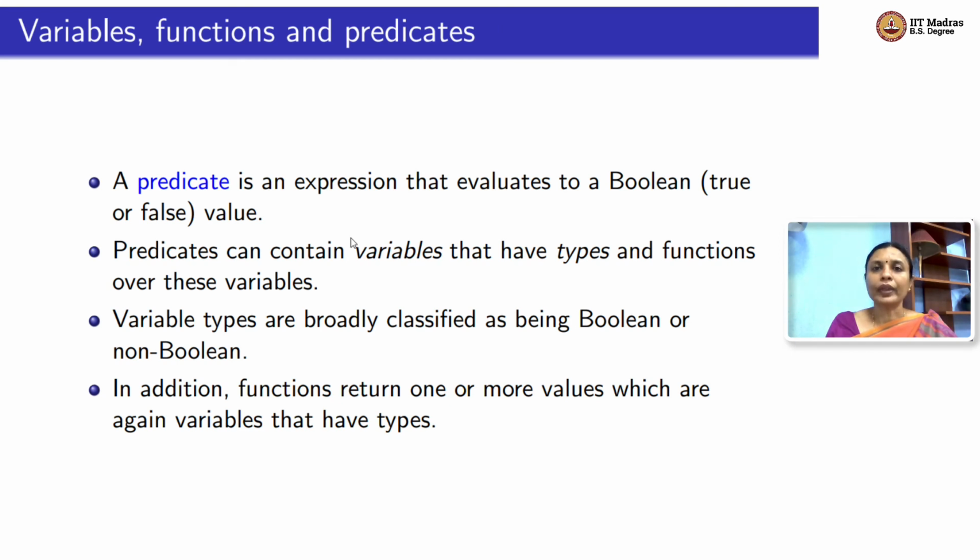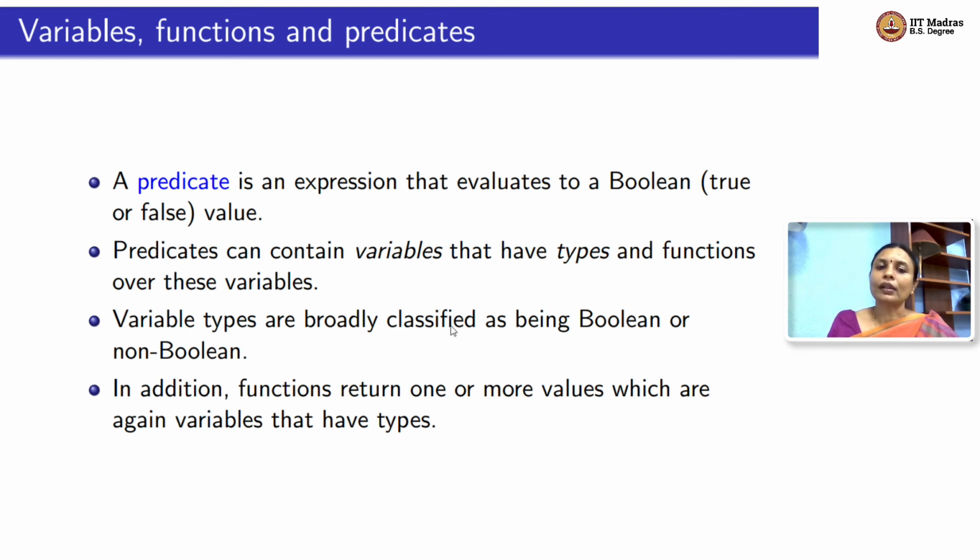For example, x greater than 0 can be a predicate. Based on the value of x, x greater than 0 will return true. If x is negative or 0, x greater than 0 will return false. So a predicate can contain variables of type integers, floating point numbers, strings. It can contain functions that return some value and so on.